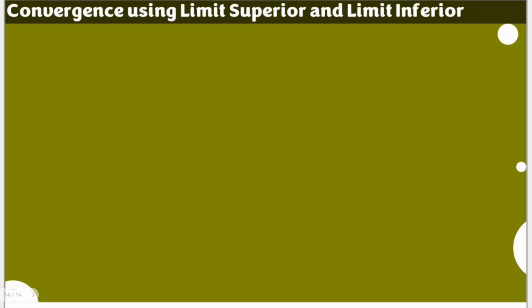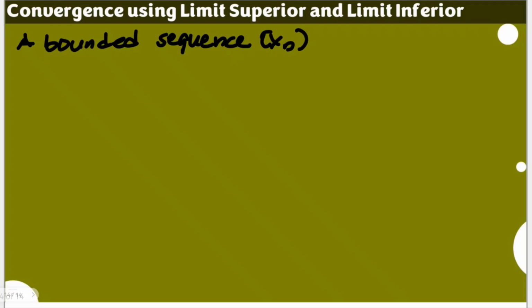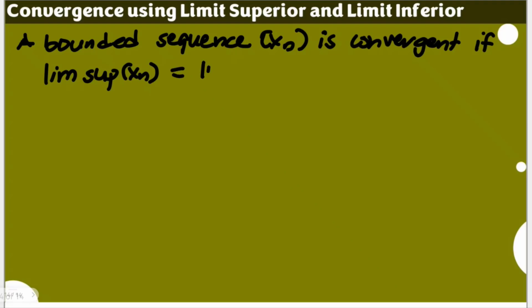This time, we will proceed to the convergence of a bounded sequence using limit superior and limit inferior. We have a theorem for this, but we will not be proving that here. We will have a separate video for the proof. This theorem tells us that a bounded sequence, x sub n, is convergent if the limit superior of your x sub n is equal to the limit inferior of your x sub n.